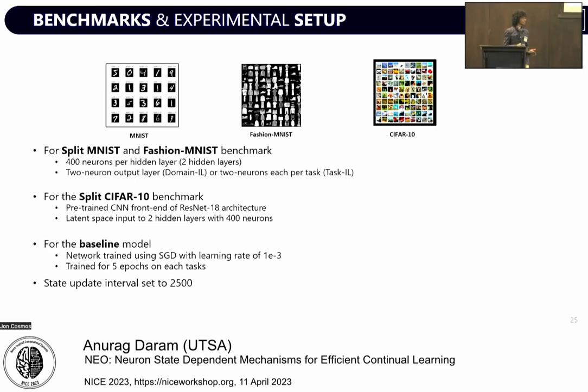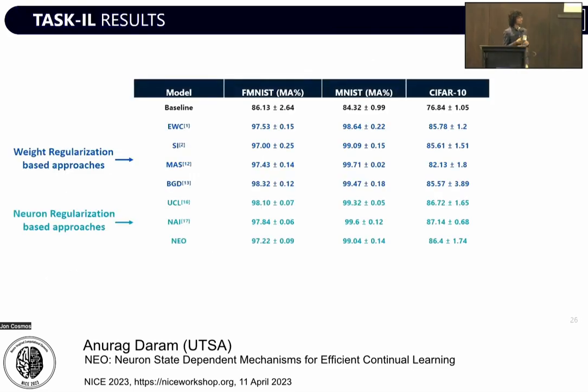For split CIFAR-10, I used a pre-trained ResNet-18 autoencoder, and the latent space again goes back to a similar setup as the previous one. For the baseline model, I just used a network trained using SGD with a learning rate of 0.001 and trained for 5 epochs. The state update interval, the tau value, is set to 2500 in this case. And in task aware, the state update interval happens at the task boundary since the model is aware of the task identity.